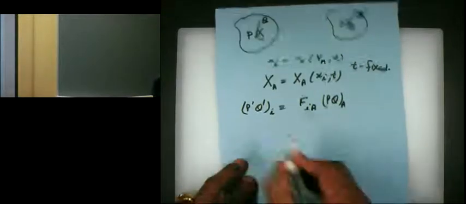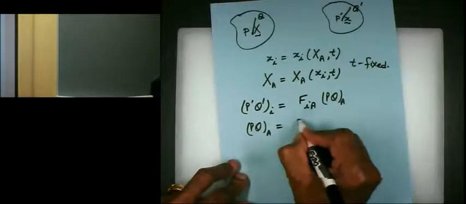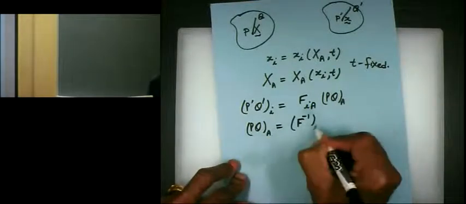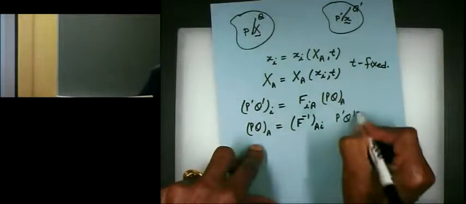And we said last time that if you pre-multiply by F inverse, that's where we were last time. If you pre-multiply by F inverse, you get PQ_A equal to F inverse P prime Q prime. So this is going backward. Instead of finding P prime Q prime from PQ, we are finding PQ from P prime Q prime.